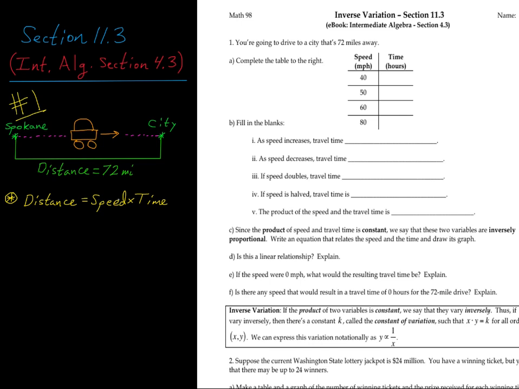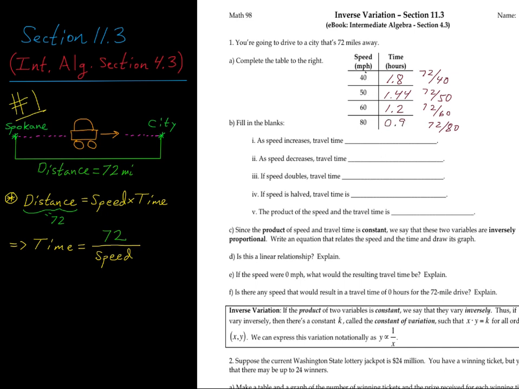I'm going to try out a couple different speeds, and I want to know the travel time. So that suggests rearranging things. Distance is 72, and I'm going to divide by the speed and solve for time. So to fill out my table, to find the travel time I just take 72 and divide it by whatever my chosen speed is. If I was going 40 miles per hour for the entire drive, that would give me a travel time of 1.8 hours. If it was 50 miles per hour, that would give me a travel time of 1.44 hours. 72 divided by 60 is 1.2 hours. And finally, 72 divided by 80 is 0.9 hours.